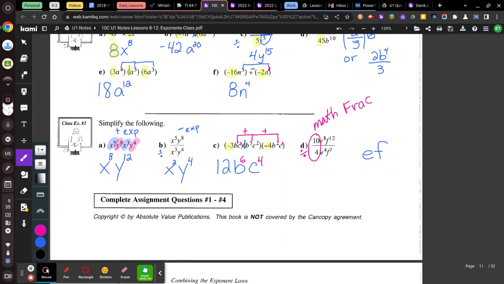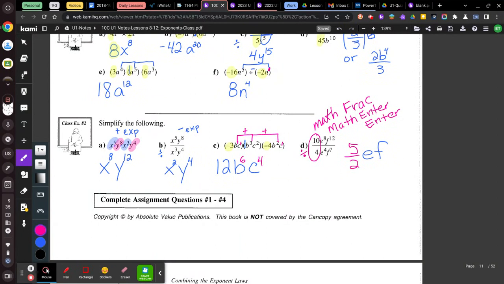Hopefully you know what I mean when I say math frac. Math frac just means hit your math button and then enter 2 times. Math, enter, enter. That's what math frac means. So when you do that, you're going to get 5 over 2. So my coefficient is 5 over 2.